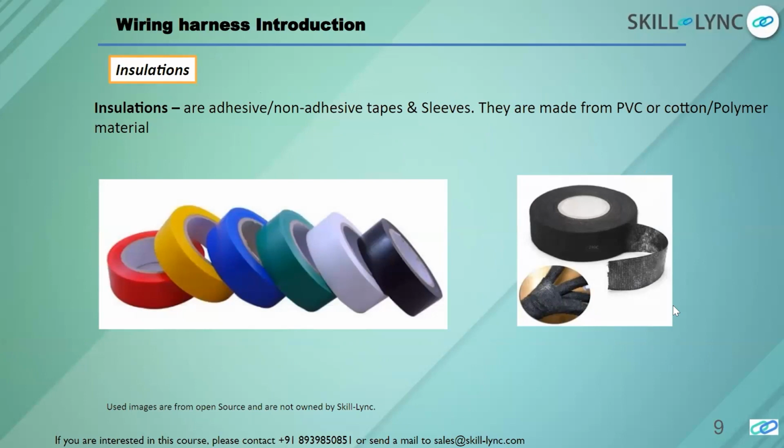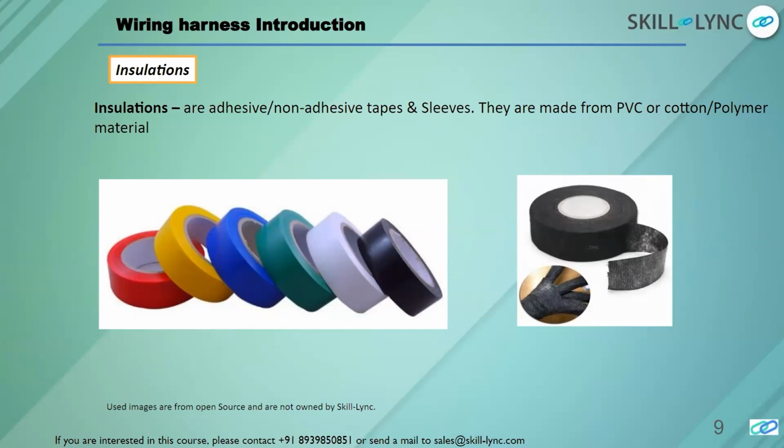Just like your protection devices, this is also used for protection. They are again made out of PVC, cotton, or even polymer materials, correct? So here also we can find it in different colors. The protection devices like the corrugated tubes, you have to insert the wire inside those tubes, correct?